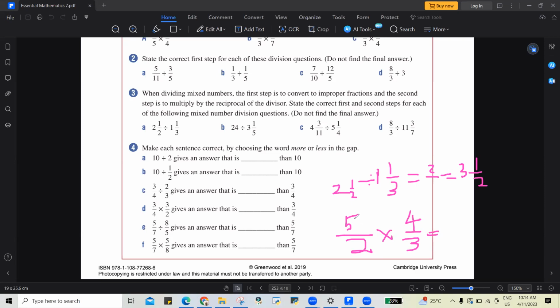Then this one, sorry, division. Then you have the reciprocal. 5 over 2, 3 over 4. 5 times 3, 15. 2 times 4, 8. Then 15 divided by 8, 1 and 7 over 8.